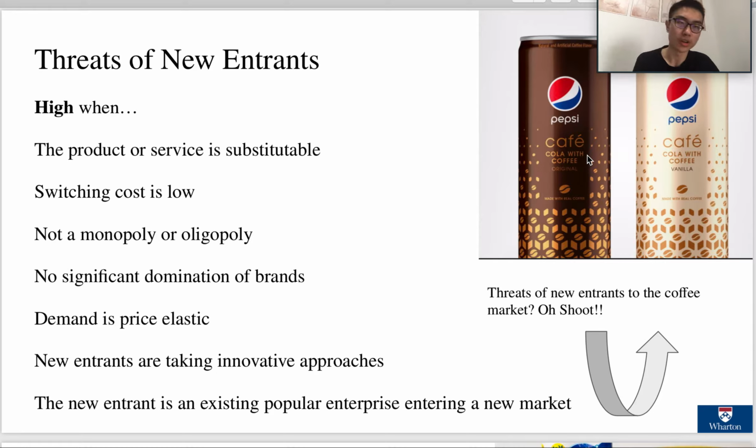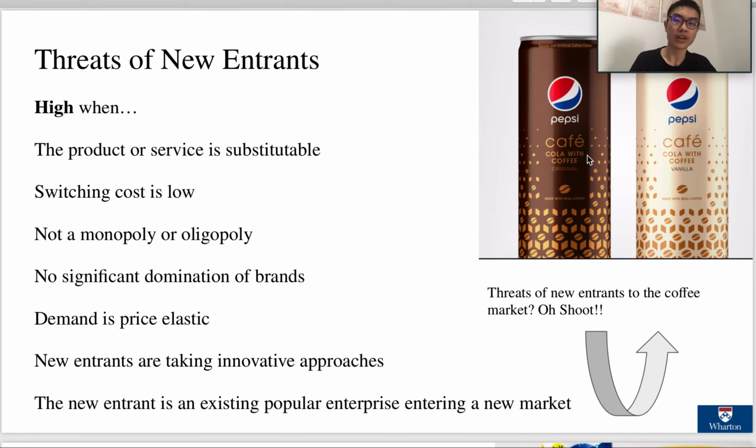I would say this slide is a bit similar to the degree of rivalry, because we're considering threats. But the threat of new entrants is high basically when the product is substitutable, because otherwise people will buy from existing brands, and the switching cost has to be low. Otherwise, it'll be too costly for people to buy from the new entrants, even though the price is low.